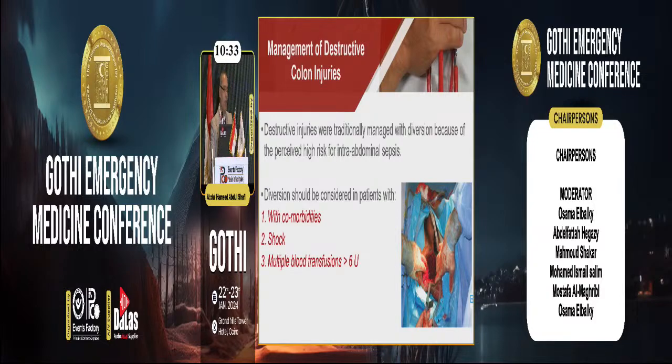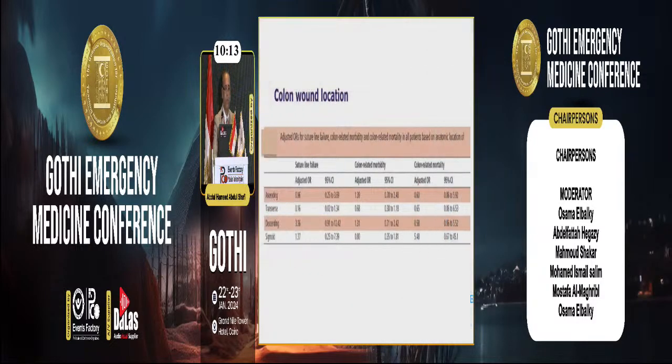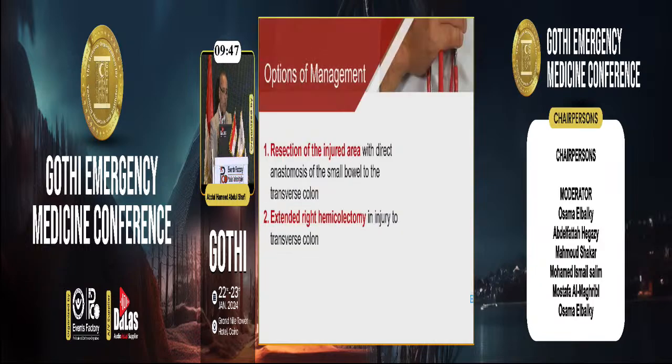patients with shock, patients with multiple blood transfusions, more than 6 packed red blood cells for stabilization of the patient, any patient with peritonitis or associated injuries, or delay in diagnosis of more than 6 hours, or major spillage of more than 5 centimeters around the wound. As regards colonic wound location, the determinant factor for colon-related morbidity, either suture line failure or abscess, or colon-related mortality, is extended right hemicolectomy.